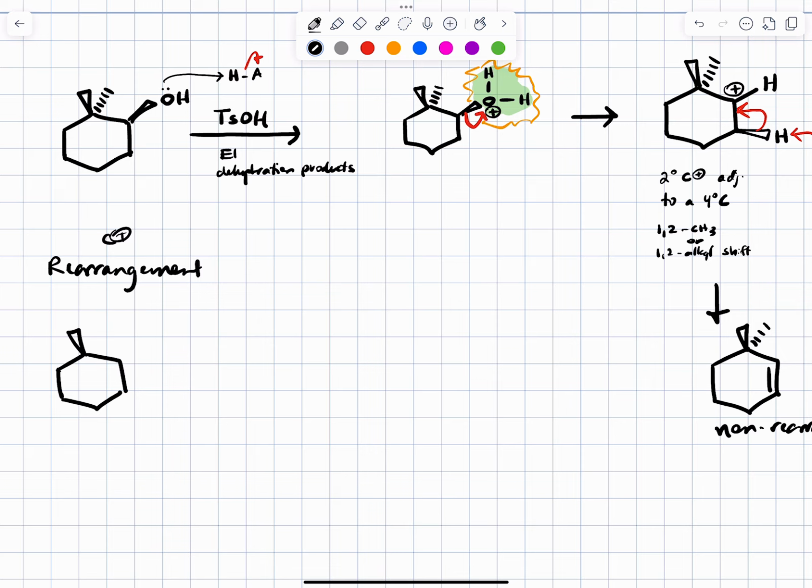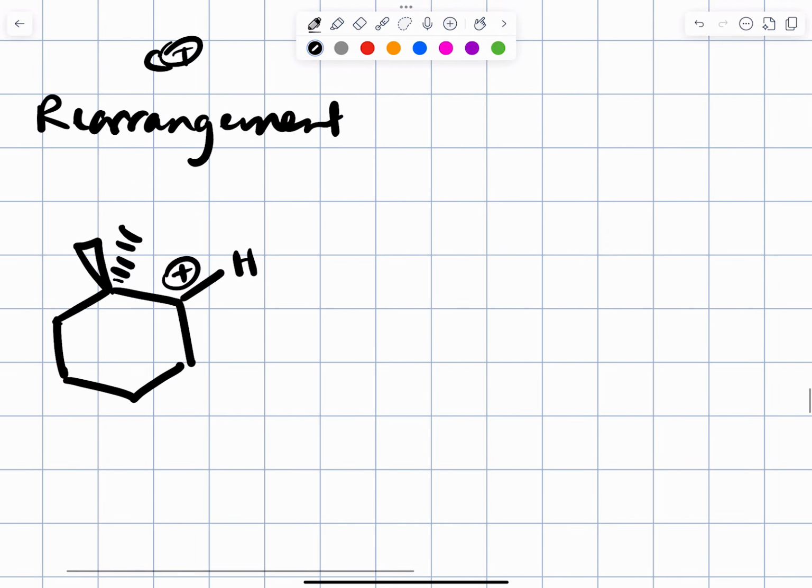All right, so here is your carbocation. There's two different kinds of rearrangements that can occur here. One of them should be pretty clear to you, and the other is going to blow your mind. And you're going to say, I didn't know that was possible. And I'd say, welcome to OChem, baby.